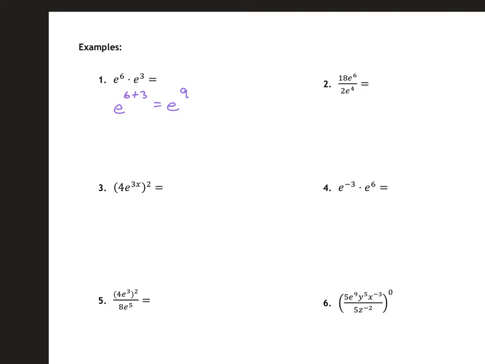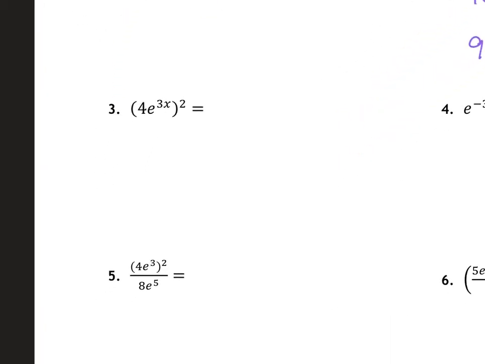Here I'm dividing. So numbers, you're going to do the same thing. I'm going to go ahead and draw my line. 18 divided by 2 is 9. And then 6 and 4, I'm dividing, so I'm going to subtract the exponents. So you end up getting 9 times e to the 2nd power. So numbers you treat normally. If you're dividing, you divide. If you're multiplying, you multiply, unless they're a base. And then exponents are what we're looking at here.